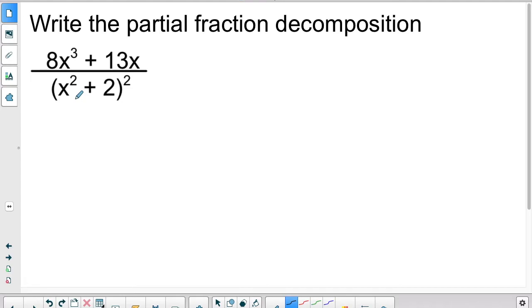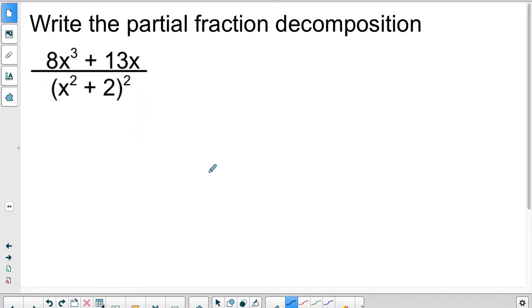It just worked out that it was x plus 2 times x plus 2, and x plus 2 times x plus 2 would give us x to the 4th plus 4x squared plus 4. And they went on and factored that for us to get x squared plus 2 squared, so we wouldn't have to factor that. So the degree of the bottom for this is 4. The degree of the top is less than the degree of the bottom, so we're good there.